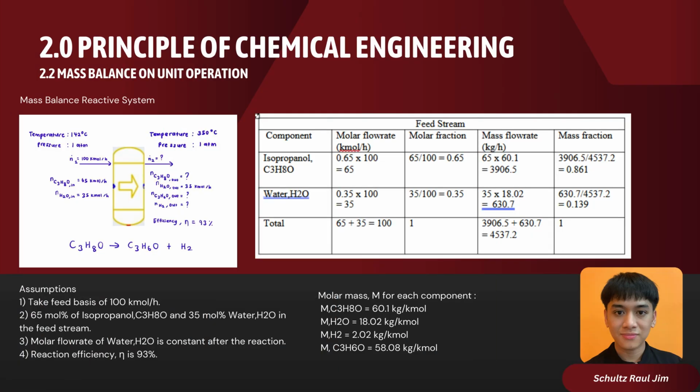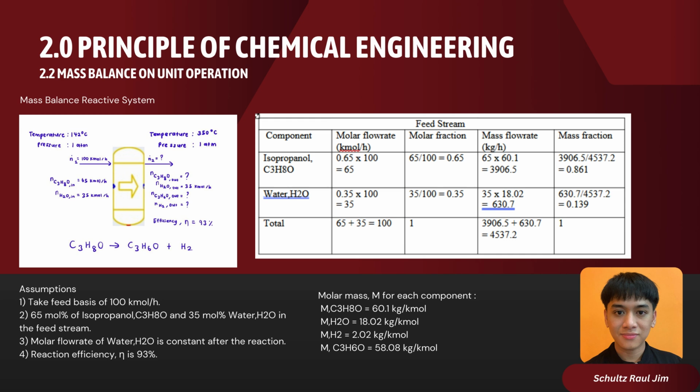Moving on to the next part, which is mass balance on unit operation. For reactive system, we have done mass balance on the reactor, where the reaction that takes place is dehydrogenation of isopropanol to produce acetone and hydrogen gas. Our assumptions would be to take feed basis of 100 kmol per hour, 65 mol % of isopropanol, and 35 mol % of water in the feed stream. Molar flow rate of water stays constant after the reaction, and the reaction efficiency would be 93%.